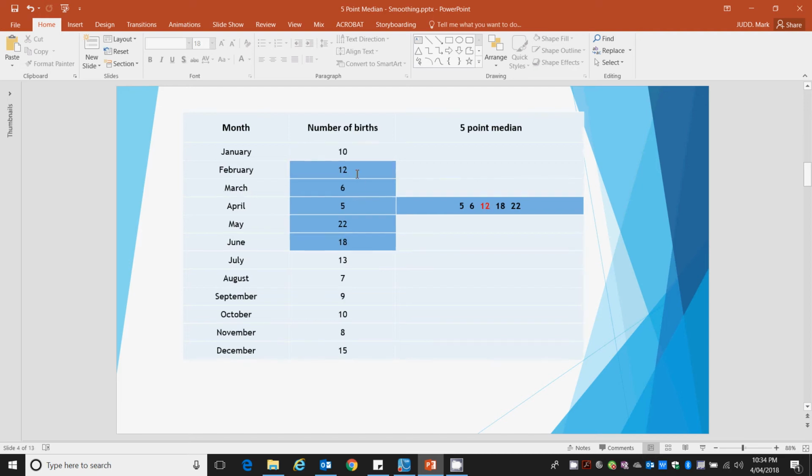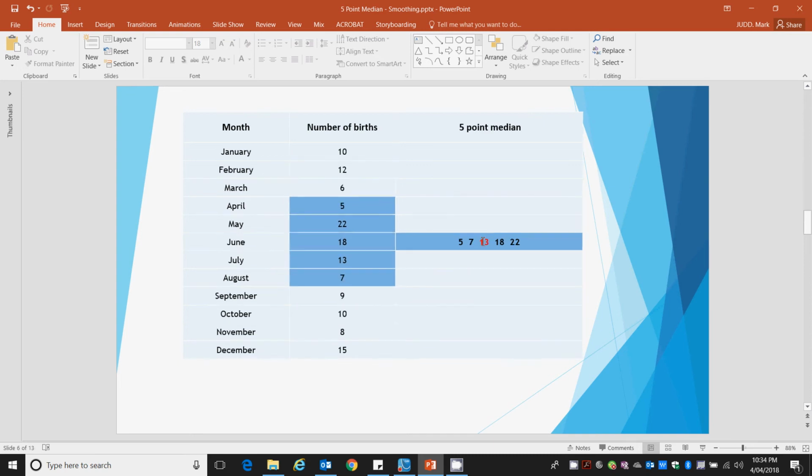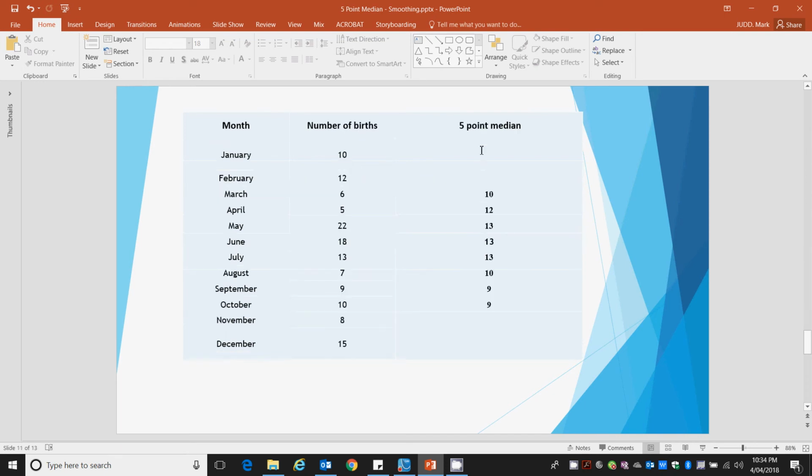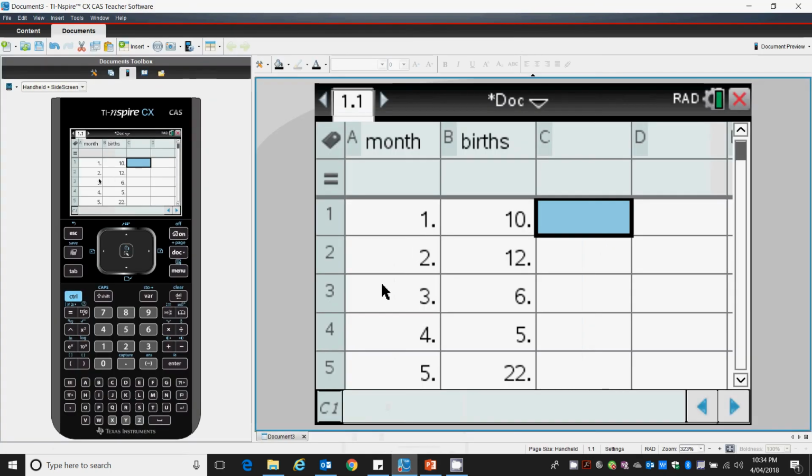We then go down to our next 5 bits of data and rank them in order of lowest to highest, the middle point being the median again, and the next 5, and the next, and so forth. So our 5-point median smooth has the following data. Let's see if we can do this on our calculator. Our CAS, here's our data.